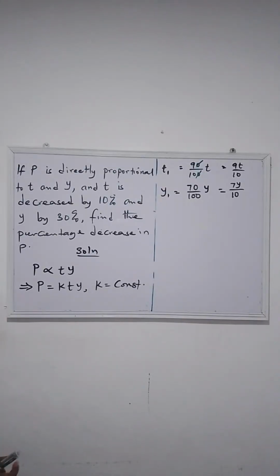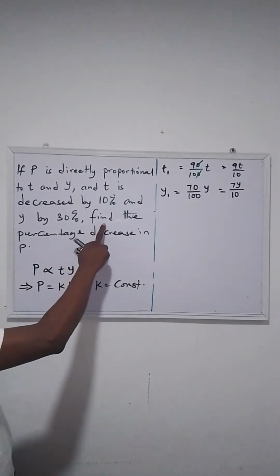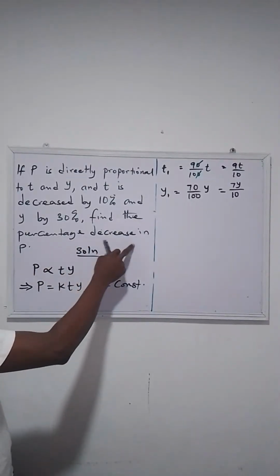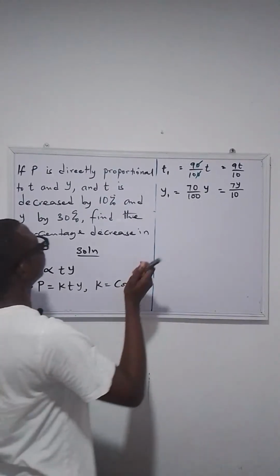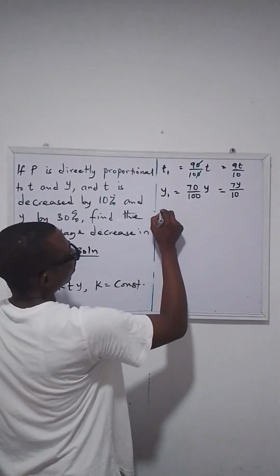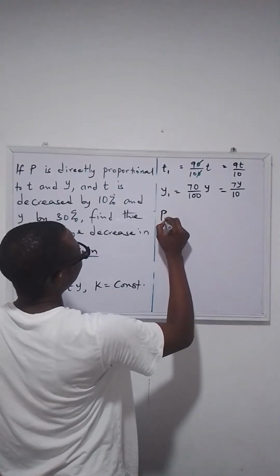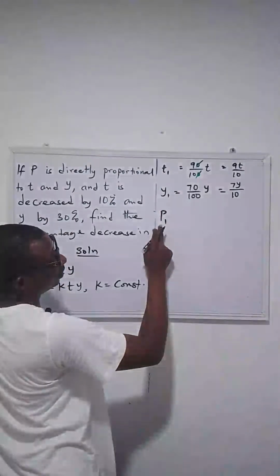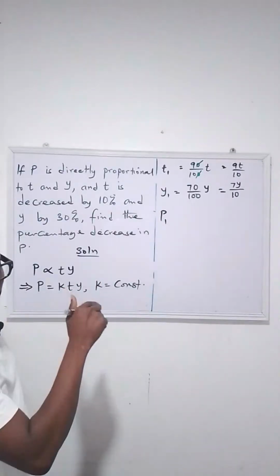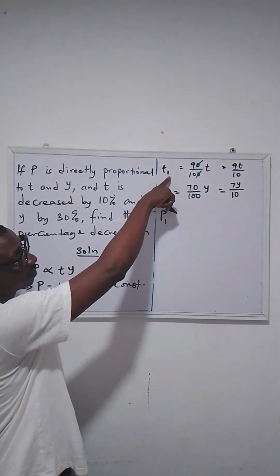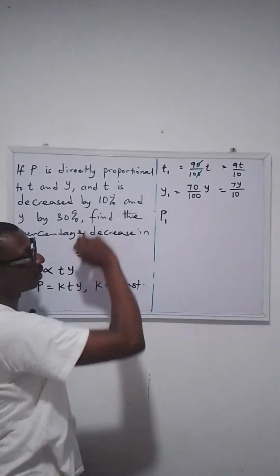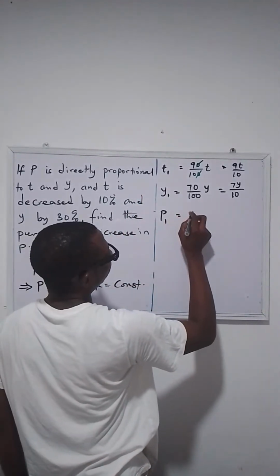Good. So now, the question asks you to find the percentage decrease in P. So we want to get the percentage decrease in P. So how do we do that? All right, so let's look at what we have here. So we have P1, because we want to know this new P, the P that has been decreased due to the decrease in T and Y.